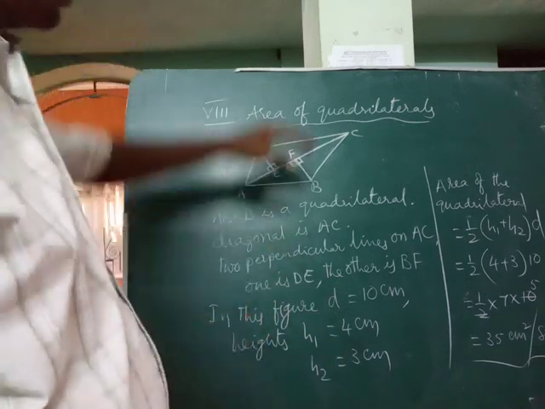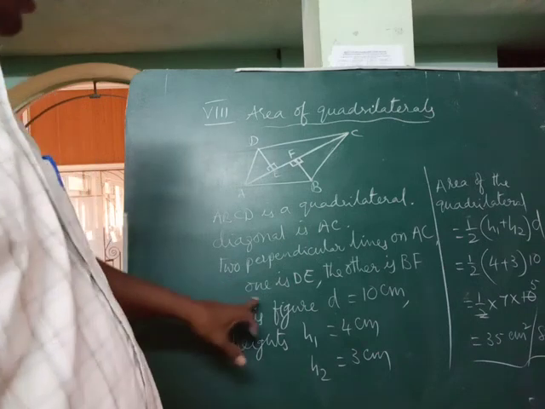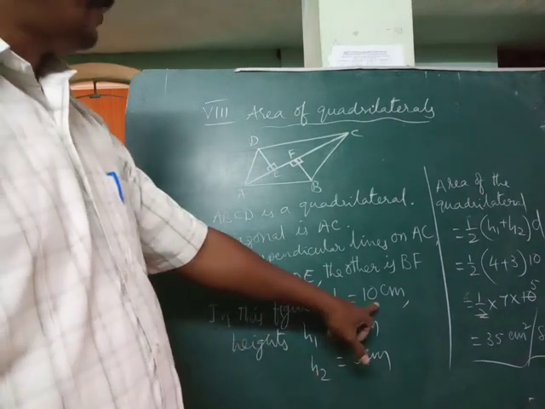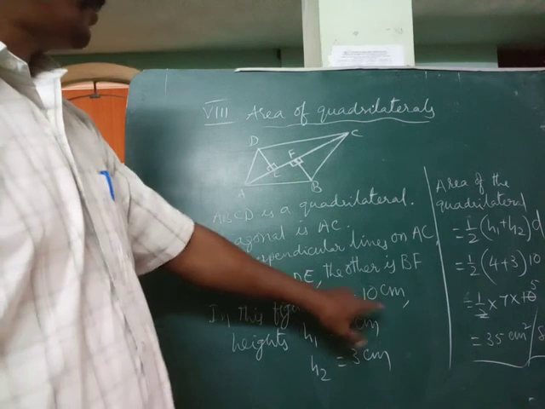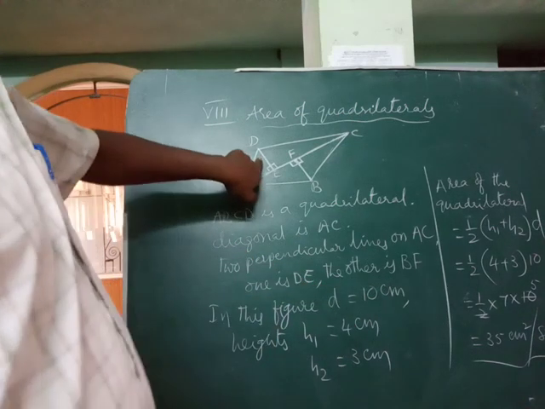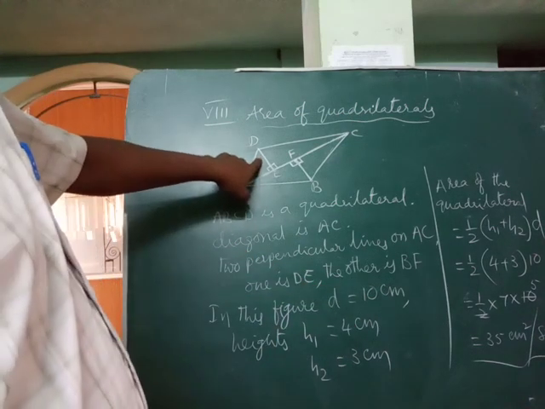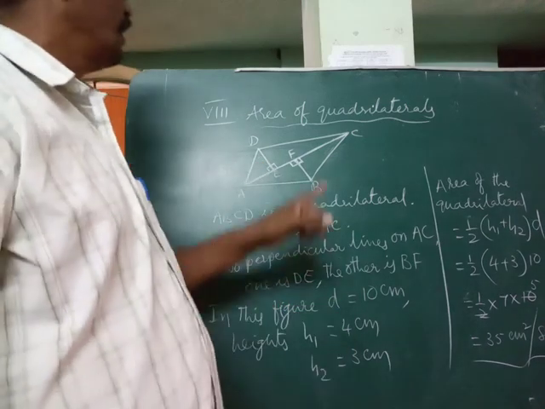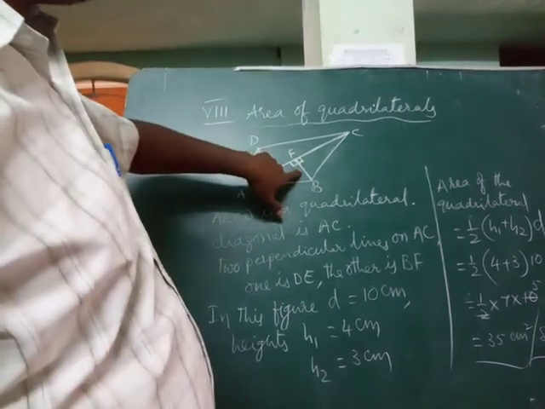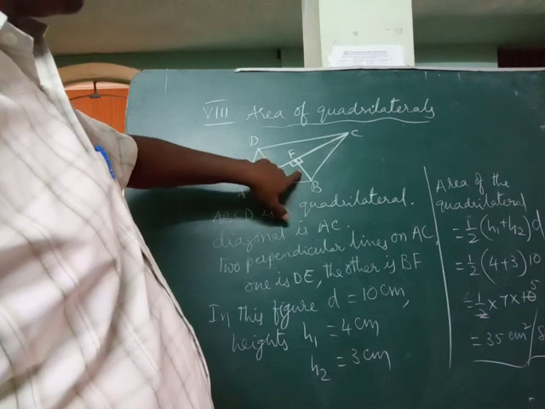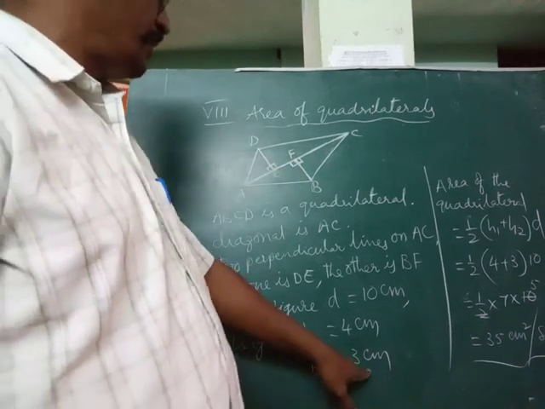Once again, the diagonal D is equal to 10 centimeters. It is called AC, 10 centimeters. H1, this is one of the perpendicular lines. H1 equal to 4 centimeters. H2 is one more perpendicular line. H2 equal to 3 centimeters.